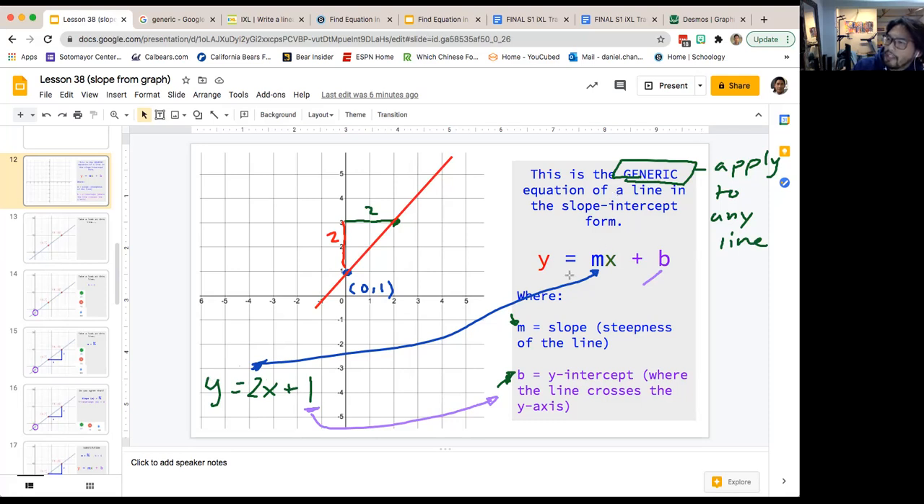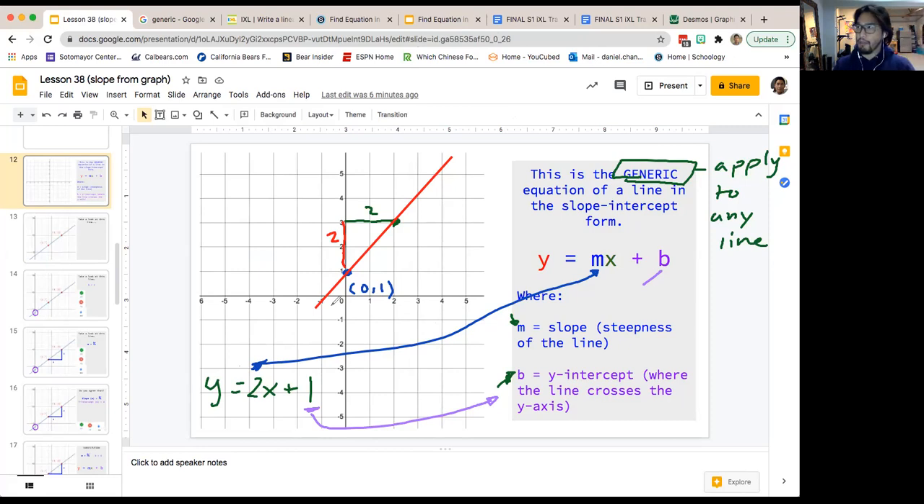So you go from something that is generic, that could be any line in the world, in the universe. And if you tell me what the slope is of this line and you tell me where it crosses the y-axis, if you tell me the y-intercept, then I go from generic to specific. And I have y equals 2x plus 1, and that is the equation of one line and one line only.